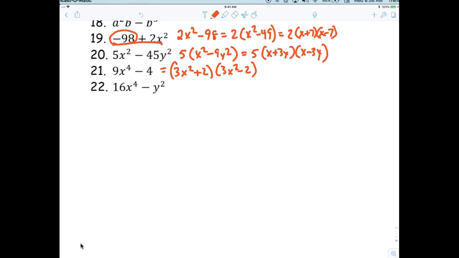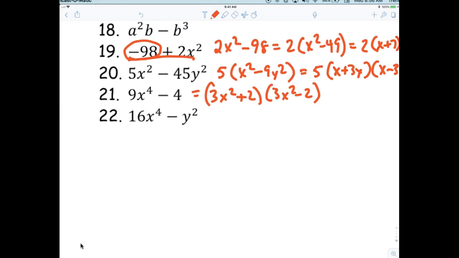What times what is 5? Is 5 a perfect square? 5 times 1 is 5. 5 is not a perfect square. You can't have 5 and 5. 5 times 5 is 25.